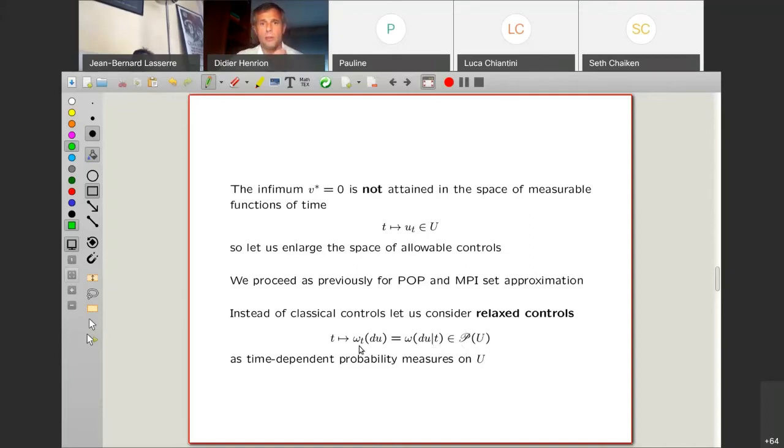So I use two notations here. It's the same. This is much more probabilistic notation. It's conditioned with respect to t. And this is a more compact notation that I will use during the lecture.